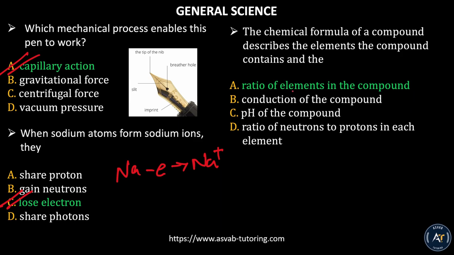Next question, number 15. The chemical formula of a compound describes the elements the compound contains and the option A, ratio of elements in the compound, option B, conductivity of the compound, option C, pH of the compound, option D, ratio of neutrons to protons in each element. The correct answer is option A, the ratio of elements in the compound. So that is the correct answer.